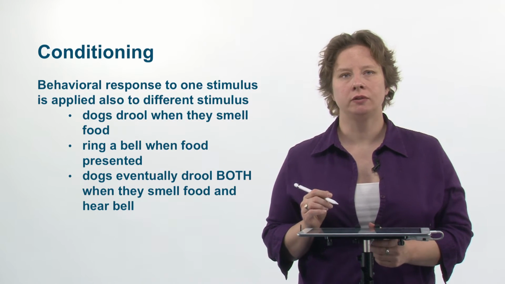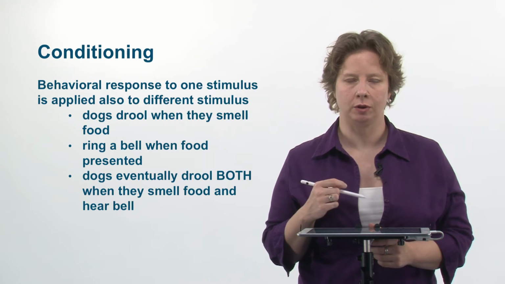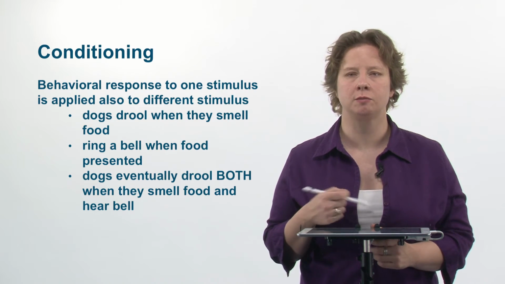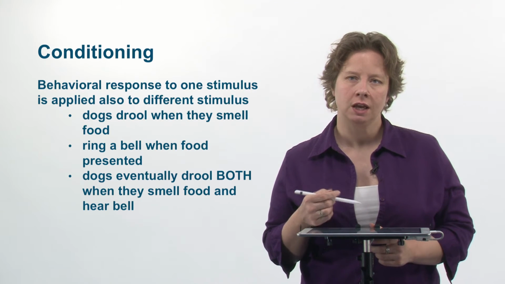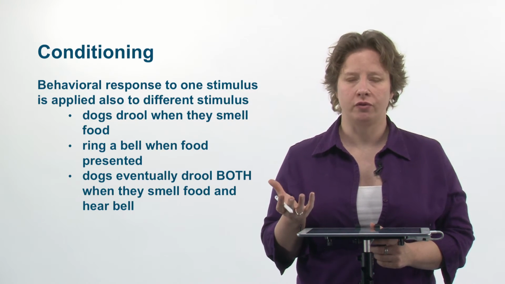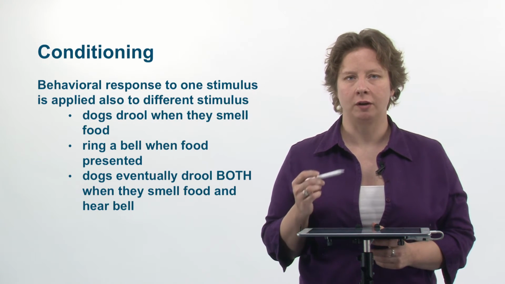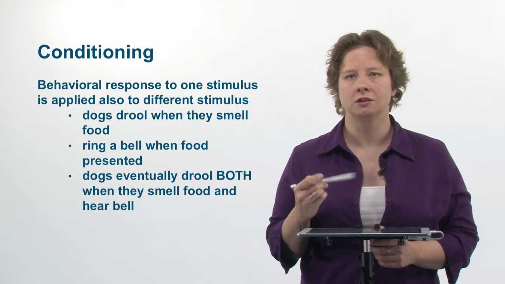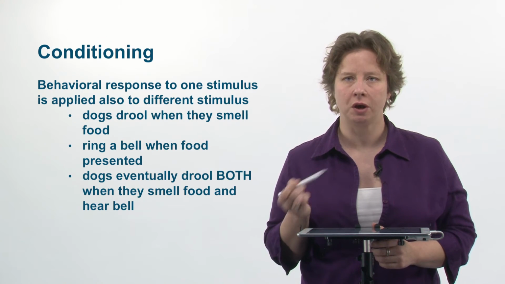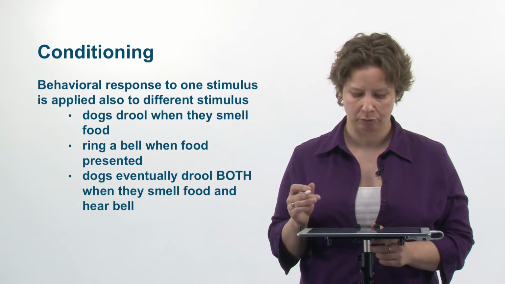Conditioning is a behavioral response to one stimulus that is then applied to a different stimulus. So Pavlov's famous experiments with dogs show examples of conditioned behavior. He would supply the dogs with food, and they would drool when they smelled it. Pavlov then started to ring a bell when he presented the food to the dogs, and later the dogs would start to drool when they heard the bell ring, whether there was food presented or not. So that's an example of a conditioned behavior.